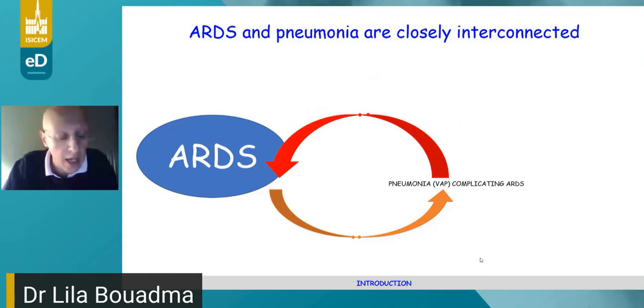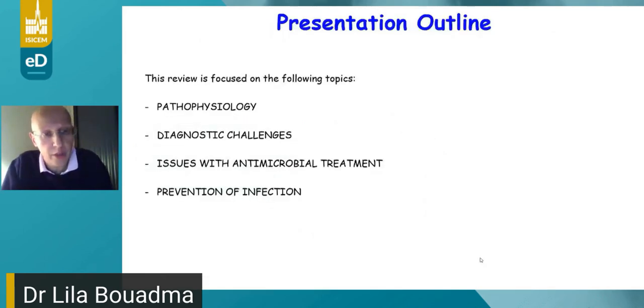VAP complicating ARDS appears to be a common problem, affecting between 20 and 40% of the patients. But studies on prevalence and incidence may be flawed because of the absence of a gold standard for VAP diagnosis. I will not discuss this point. After this brief introduction, my talk will be focused on the following topics: pathophysiology, diagnostic challenges, issues with antimicrobial treatment, and prevention of infection. I will not talk about ARDS, COVID-19 and infection because this topic is covered elsewhere.